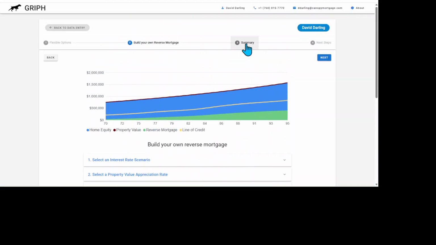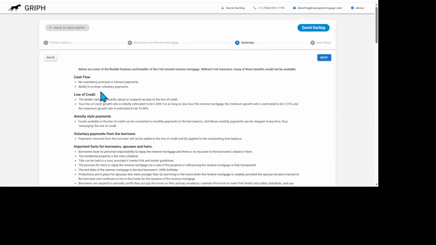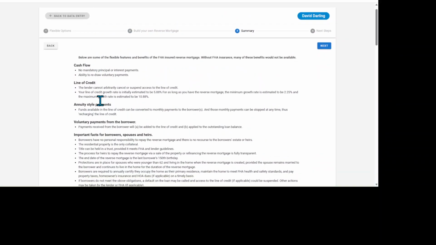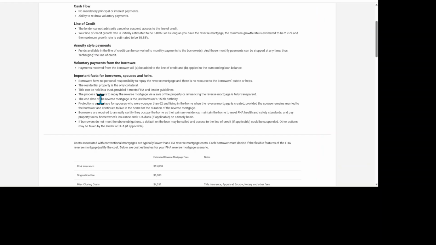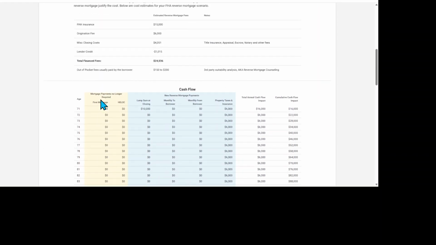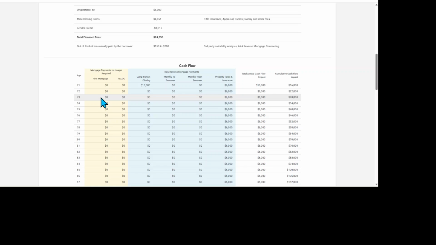Once you've gone through these, click on the summary. This is the same sort of information you've seen before about the features and benefits and flexibility that you have with a reverse mortgage, the upfront fees to set this thing up. What's different now is we're going to see property tax and insurance payments of $6,000. That's a positive cash flow for them because they don't have to make those payments.